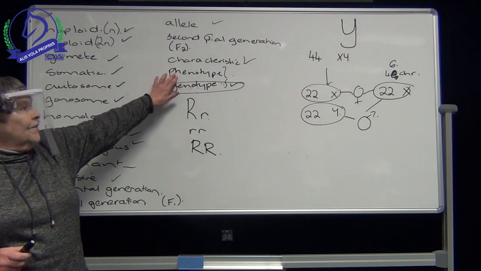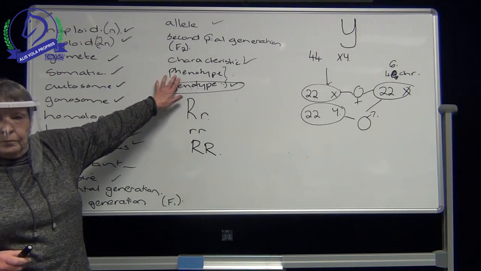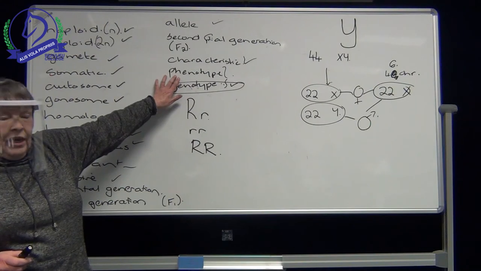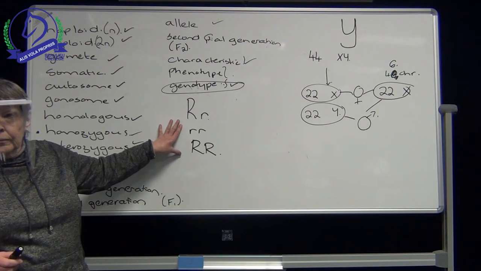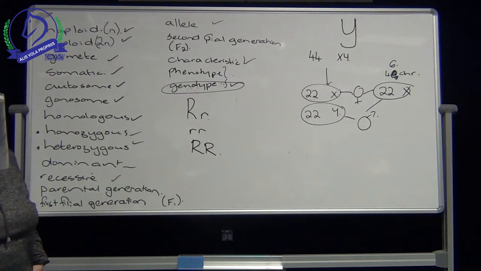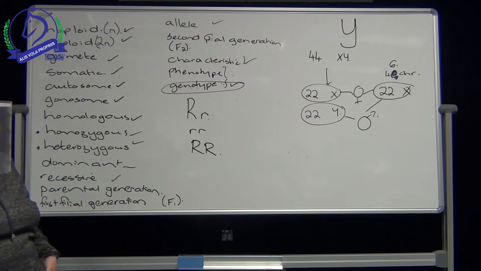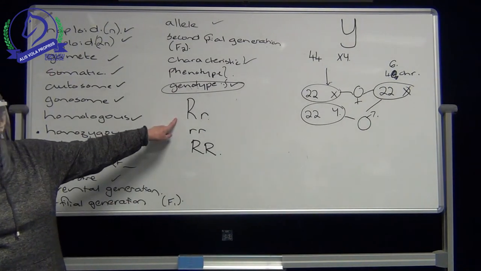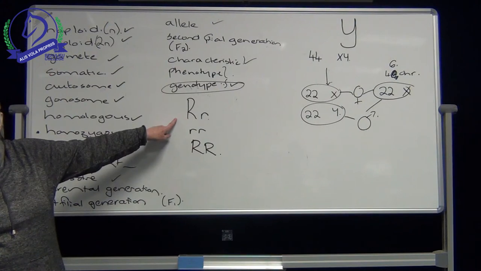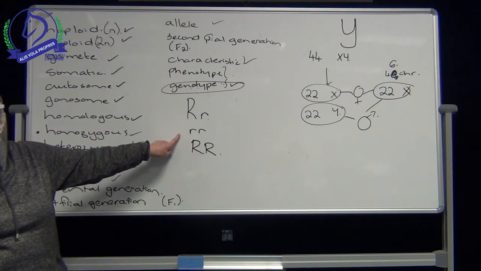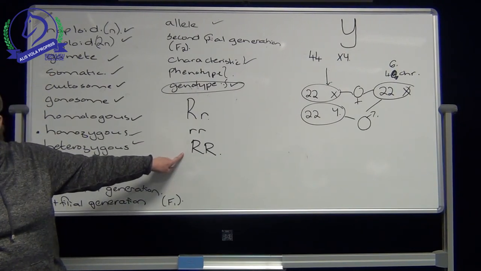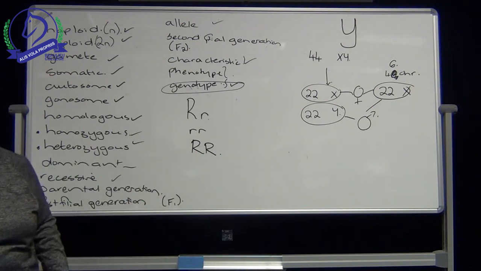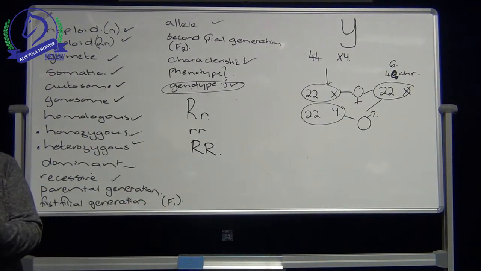Phenotype is the physical outcome, the physical outcome because of the genotype. Okay, let's go. Phenotype. Tongue roller. Good. Non-tongue roller. Tongue roller. Okay, you happy with that? It's the physical outcome, the actual result of that genetic composition.